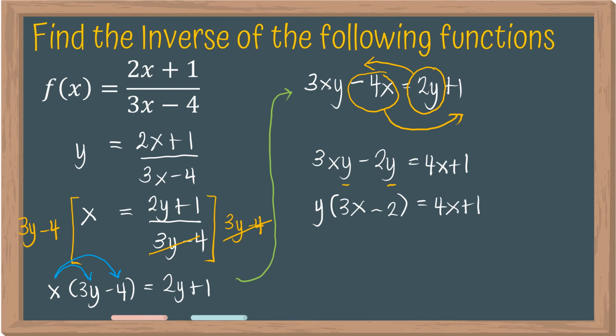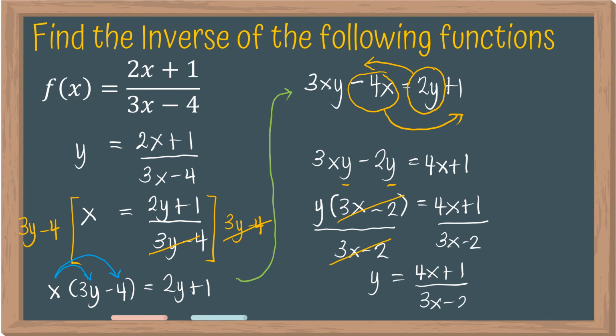Okay? And then, after that, solving for y again, we're going to divide both sides of the equation by this term 3x minus 2. And then we can cancel out 3x minus 2 here, leaving y is equal to 4x plus 1 all over 3x minus 2. So if we're going to write this as an inverse of the function f of x, we can say that f raised to negative 1 of x will be equal to 4x plus 1 all over 3x minus 2. This now will be the inverse of the given function f of x.